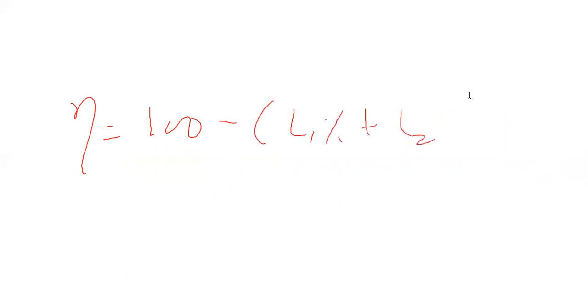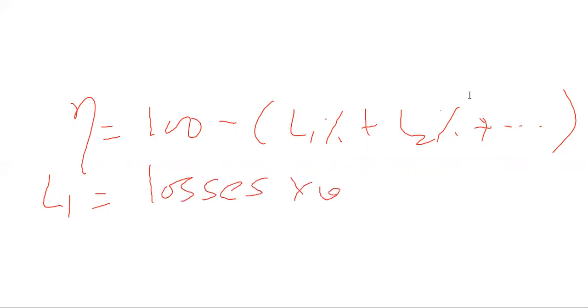As I said, the expression of efficiency is 100 minus the summation of loss percent: L1% plus L2% and so on. Now this L1, for example, is an important loss. Whatever you name it, one loss is the loss happening in the boiler via the flue gases, via the dry flue gases. Flue gases means the products of combustion.